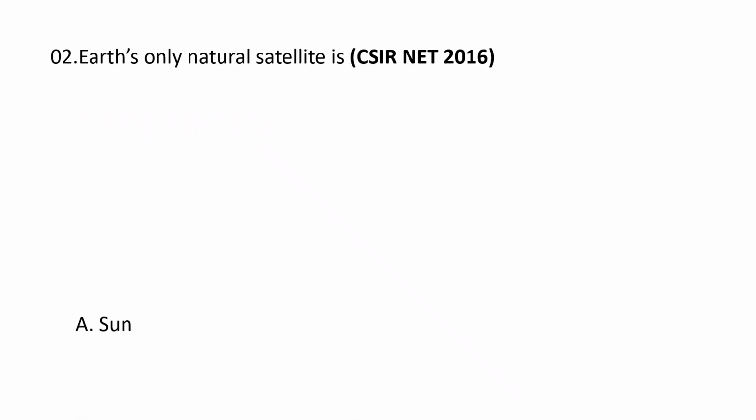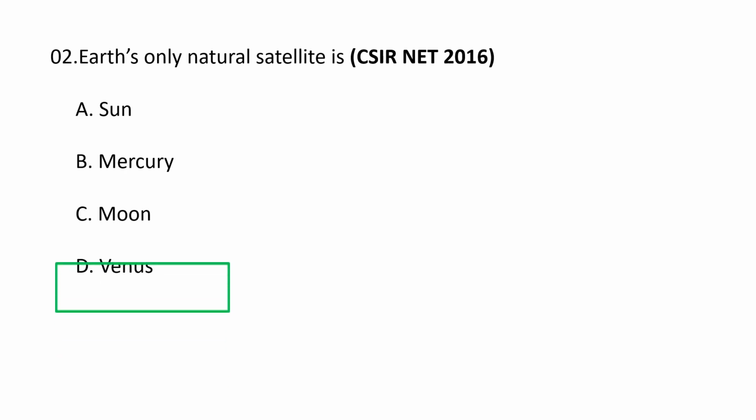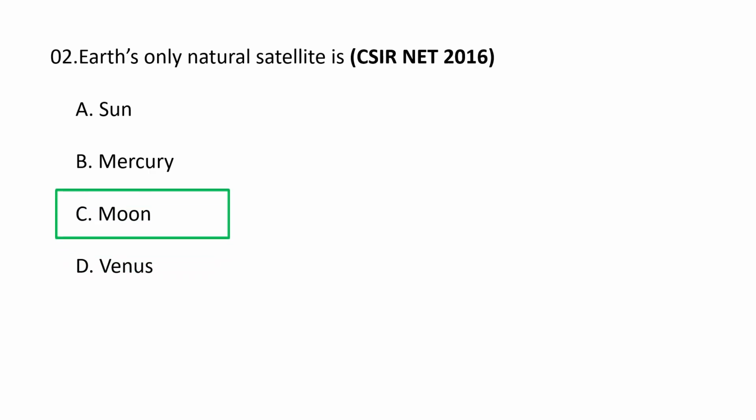Next question. Earth's only natural satellite is, very simple question. A. Sun, B. Mercury, C. Moon and D. Venus. The correct option is C. Moon.